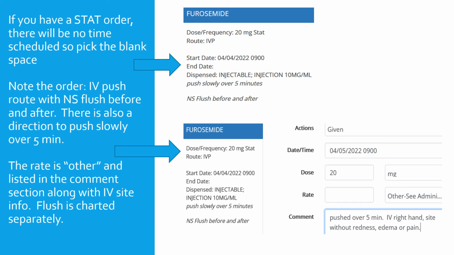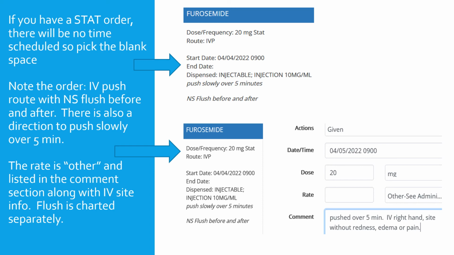It could be ordered in milligrams per minute, or it could just say push over X number of minutes, like push over 5 minutes, push over 10 minutes, whatever. The IV site condition, just like with the primary infusion or secondary infusion, also goes in the comment box.